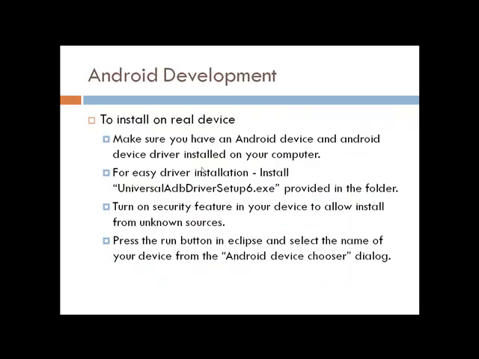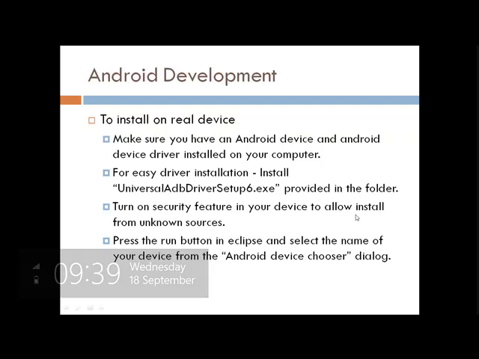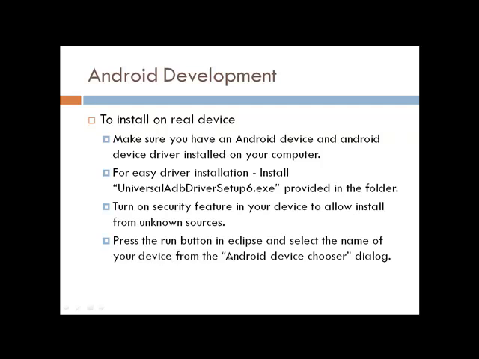Next, this is for if you want to install on a real device. Make sure that you have the Android device driver. For easy driver installation, you can install the Universal ADB Driver Setup, which basically allows you to install a universal driver for Android. You also need to turn on the security feature in your device to allow installation from unknown sources. Press the run button in Eclipse and select the name of a device in the Android device chooser dialog.